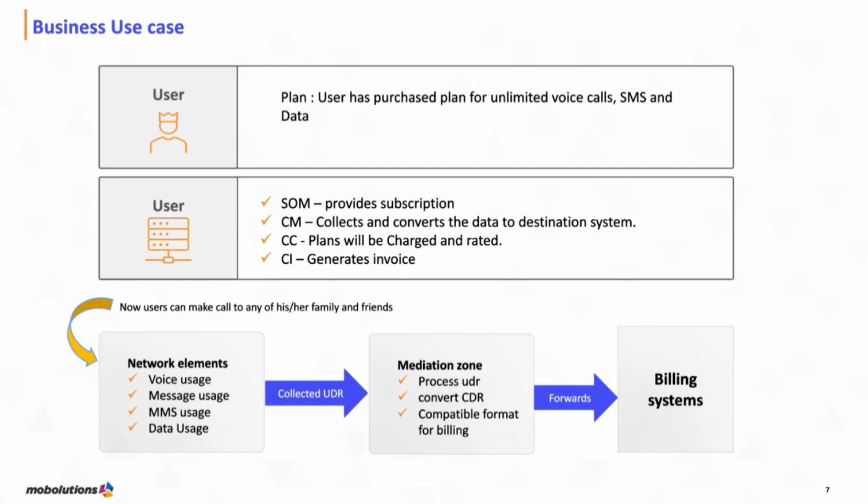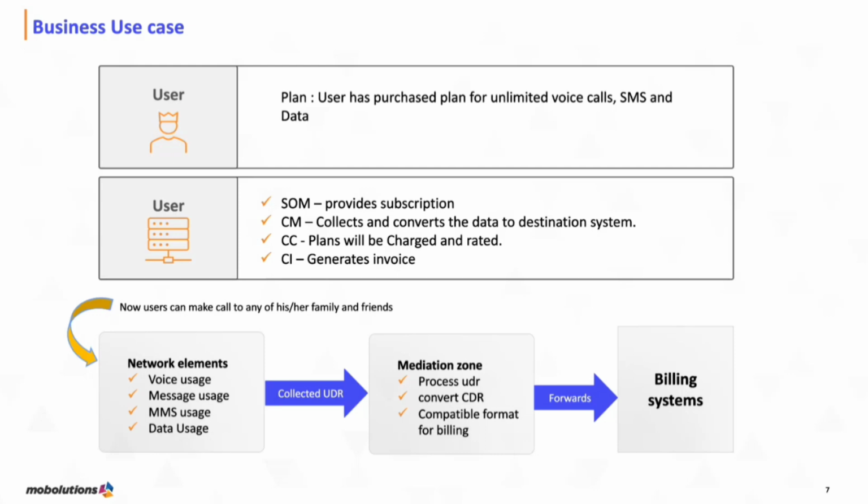Now, once it is collected in the CM or the mediation zone, we need to define the process. That process for the UDR can be anything. It could be a simple process based on the business of the project, or it could be a complex process, like checking for duplicate records or duplicate files. Even some projects need correlation and aggregation as well. So it depends upon the business and the project, what the project defines, and based on that, we need to define the process in the CM or the mediation zone.